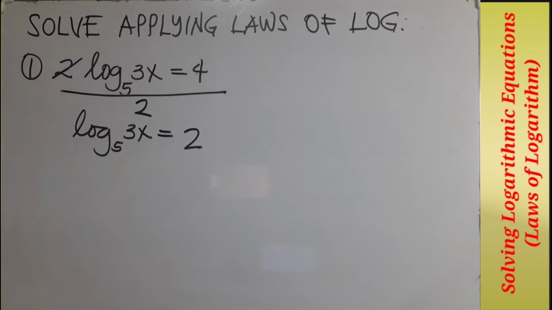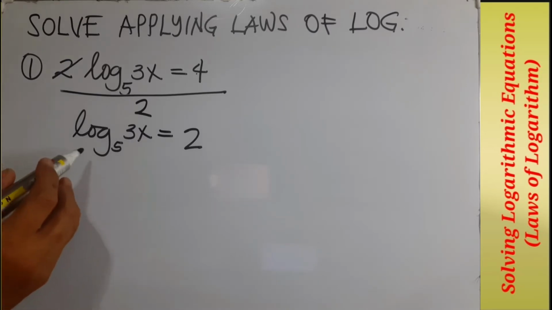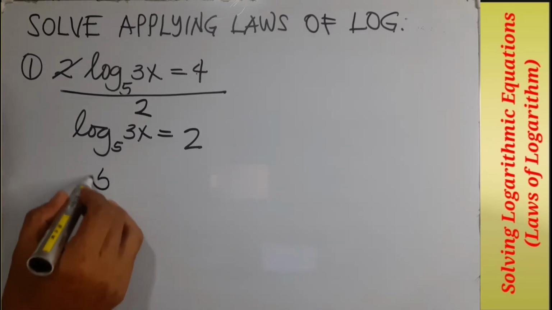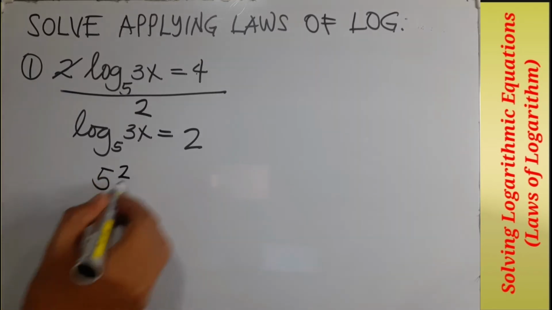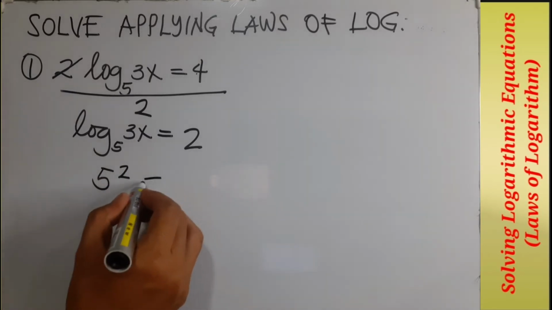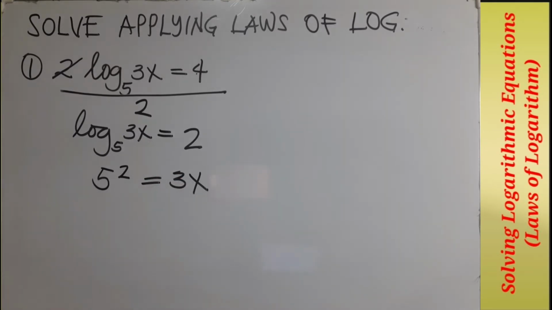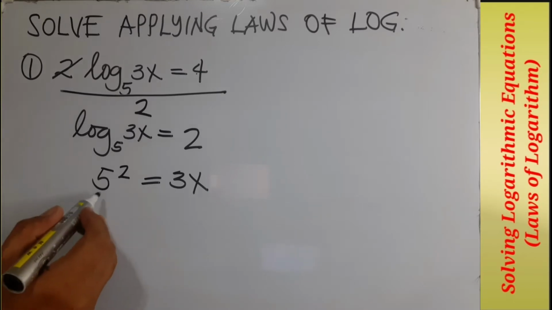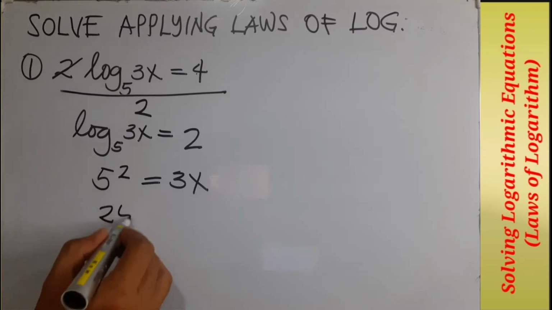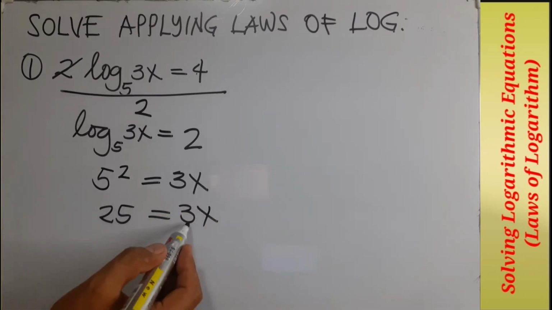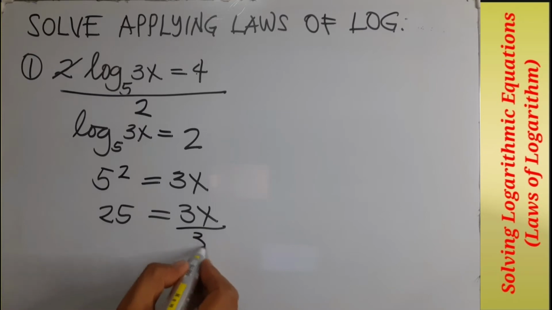Since logarithm is the inverse of the exponential function, we will change this new logarithmic equation into exponential form. The base is 5, the exponent is 2, and the power is 3x. They are the same. They are inverses of each other. 5 squared, 5 times 5 is 25, equals 3x. To remove 3 from x, we will divide both sides by 3.